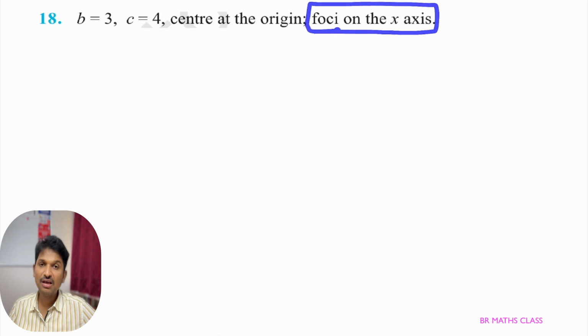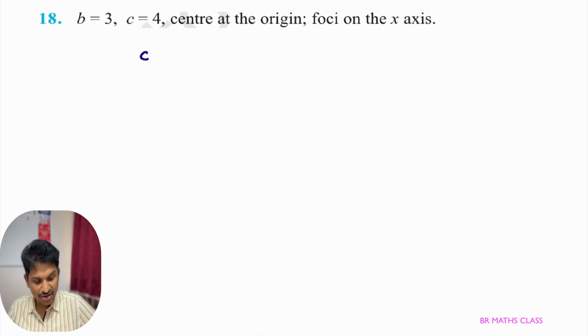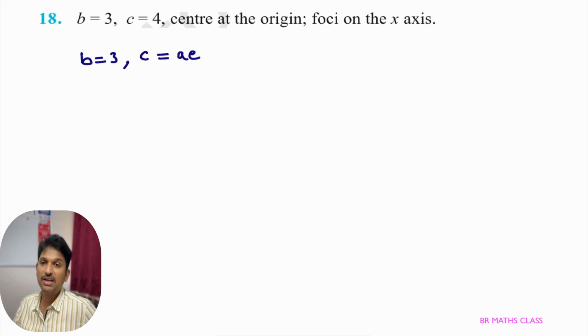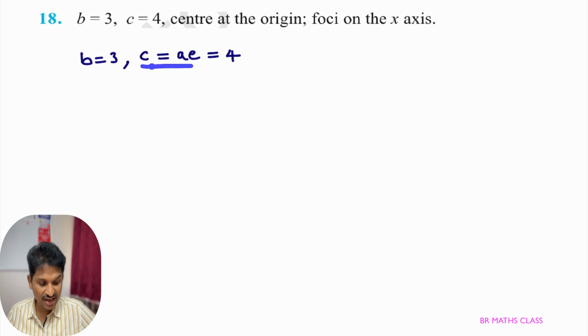Foci is on x-axis. As foci is on x-axis, we can easily say that this is first type of ellipse, correct? So what is C? C is AE. They given this information, and B is already given in the question. B is 3. What to find actually? We need to find equation of ellipse for the given data. As the given foci is on x-axis, C is nothing but AE. As the given C is 4, it means that AE is 4.